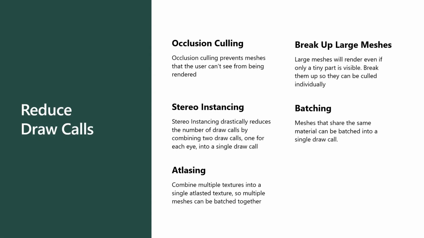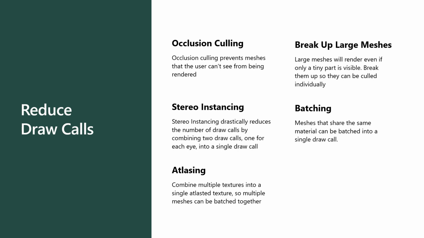Now I want to focus just on reducing draw calls here, because there's a lot of techniques that you can use to do this. Occlusion culling. This is a capability of a lot of modern game engines that prevent you from rendering things that you can't see. If I'm looking at a virtual wall, I shouldn't have to render the things behind that wall, right? But without occlusion culling, you would be.